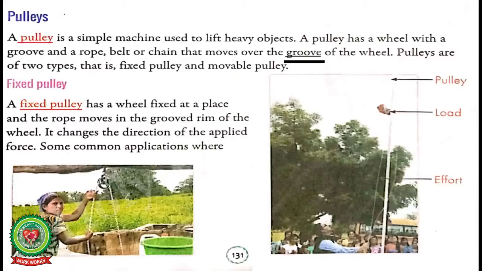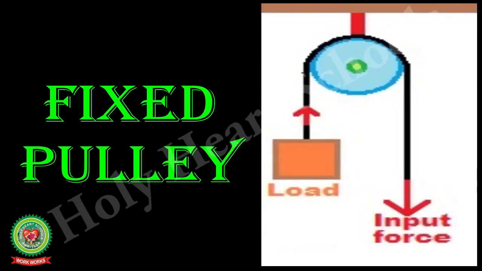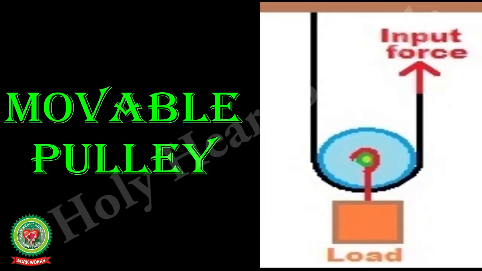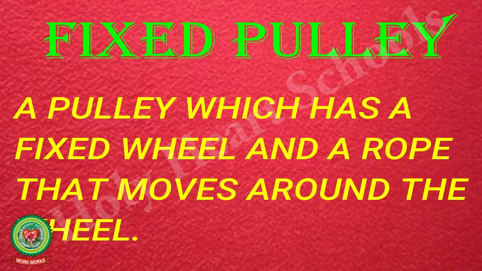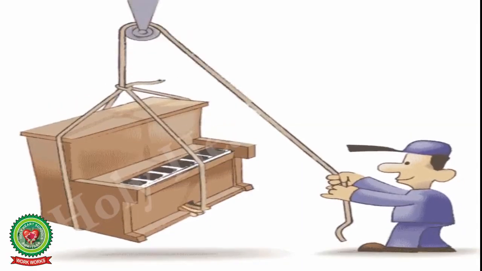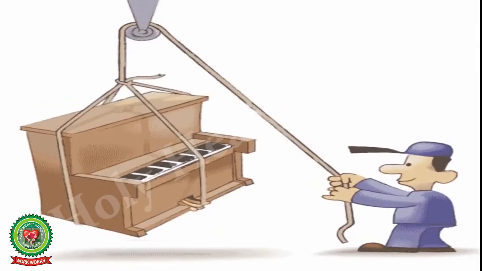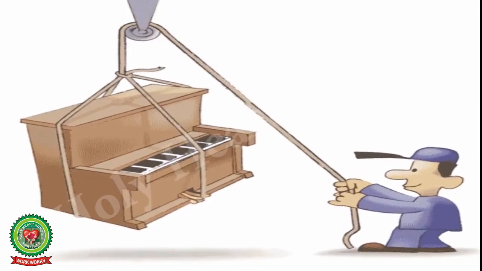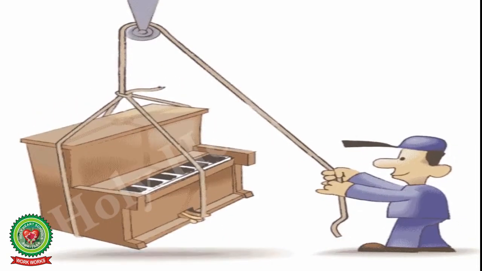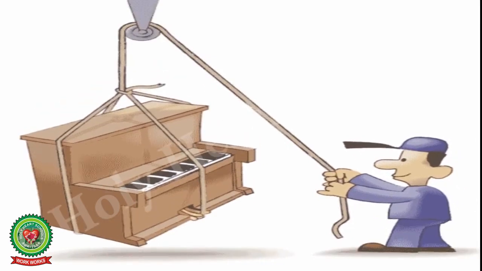Students, pulleys are of two types. Number 1 is fixed pulley and number 2 is movable pulley. Let's discuss fixed pulley. A fixed pulley has a fixed wheel and a rope that moves around the wheel. In a fixed pulley, the wheel is fixed and the rope moves in the grooved rim of the wheel. It changes the direction of the applied force.